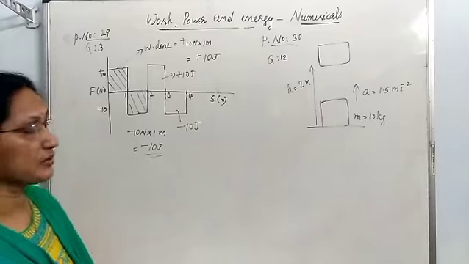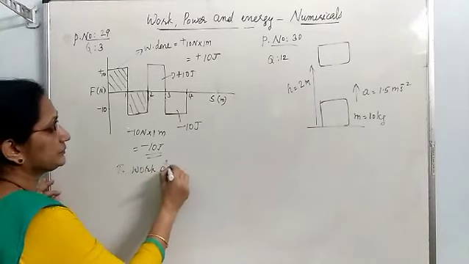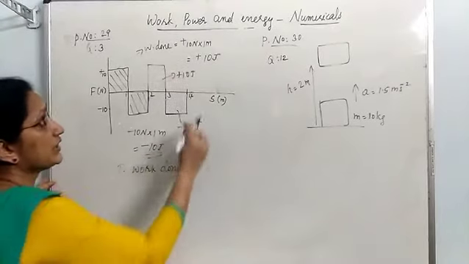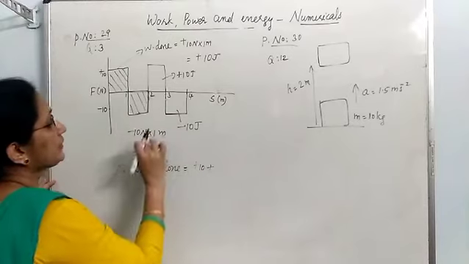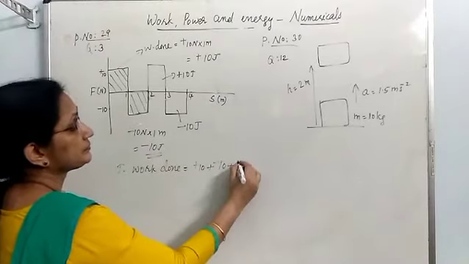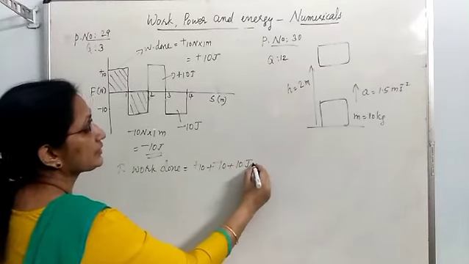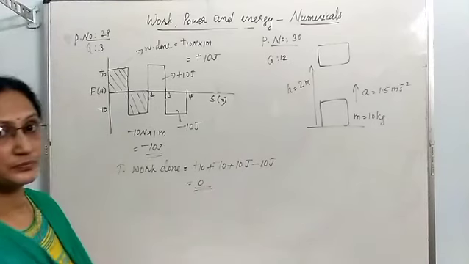So what is the total work done? Total work done is add all this. Here the work done is plus 10, again minus 10, again plus 10, again minus 10. Total work done is 0.